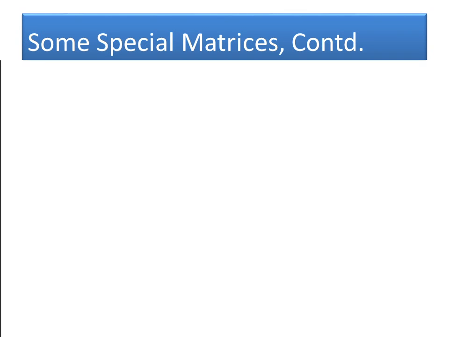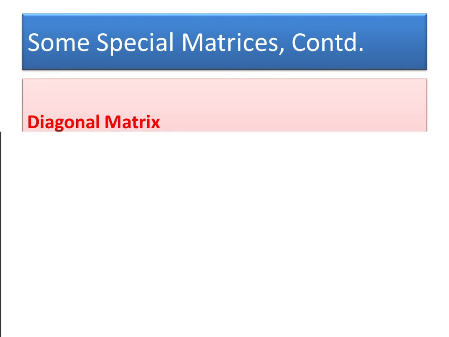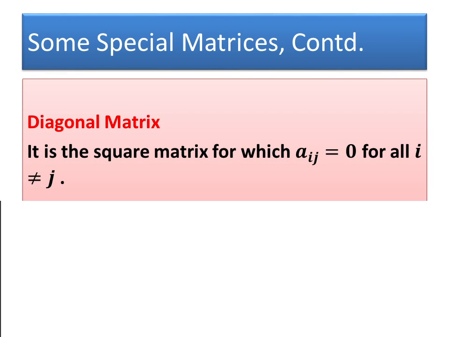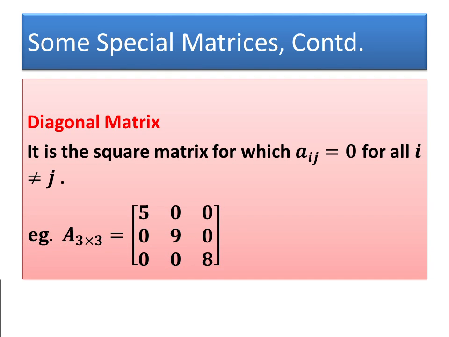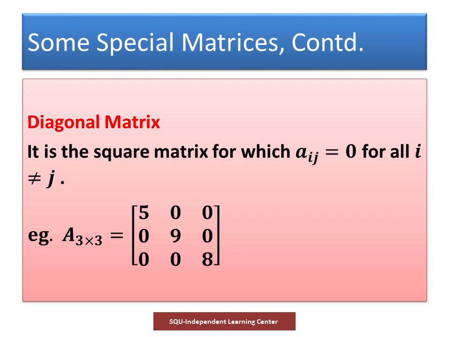Now we see the diagonal matrix, which is a matrix having all its elements 0 except the diagonal elements. We see an example for a diagonal matrix, which is a 3 by 3 matrix. The diagonal elements are 5, 9, and 8. All the other elements are zeros.